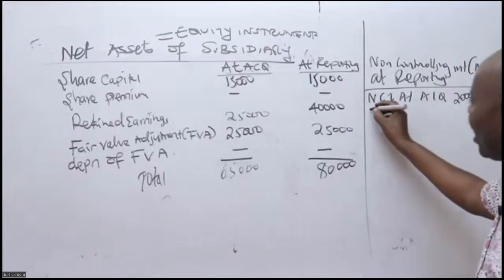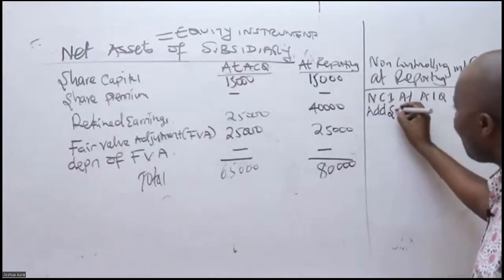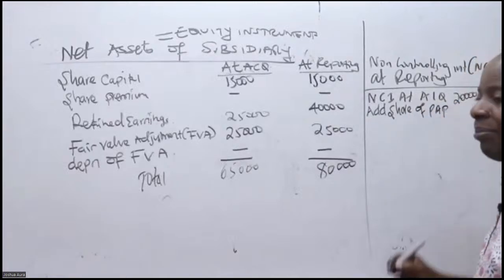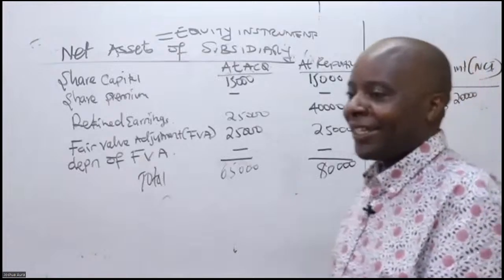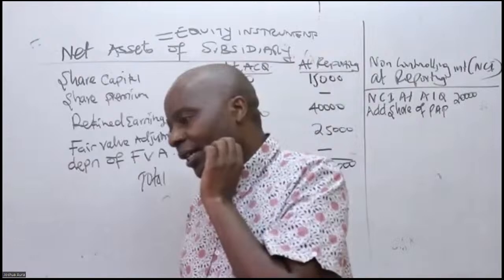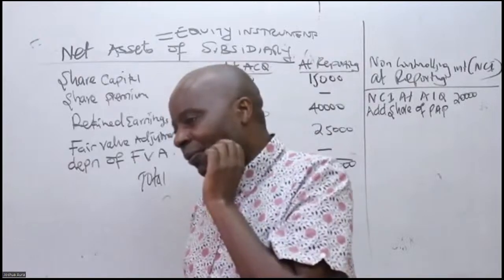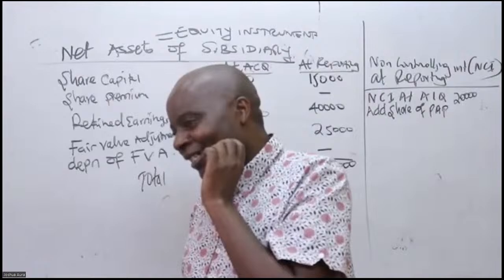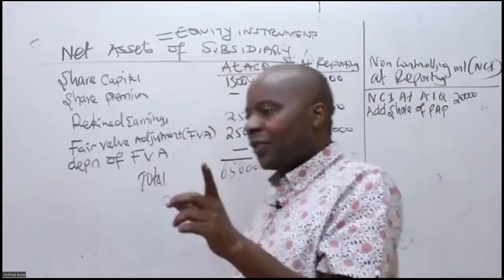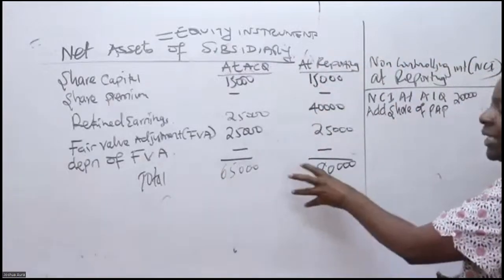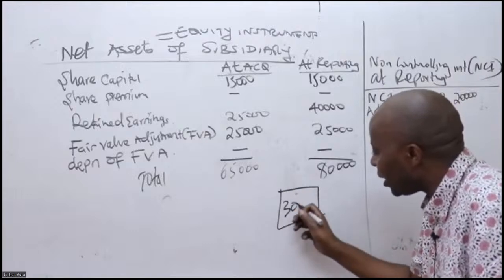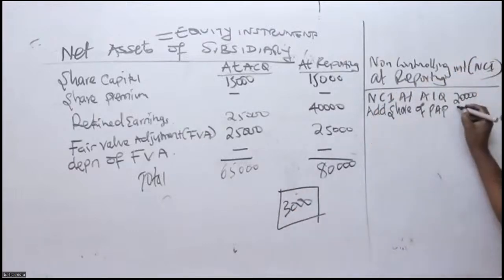So you come and add share of PAP. Do you remember the PAP figure for NCI? Is there anybody who is able to remember the PAP figure for NCI? 3,000, isn't it? Now listen, remember this 3,000 figure is somewhere. There is a cell which has this 3,000. So I don't need to come and start writing 3,000 here from scratch.